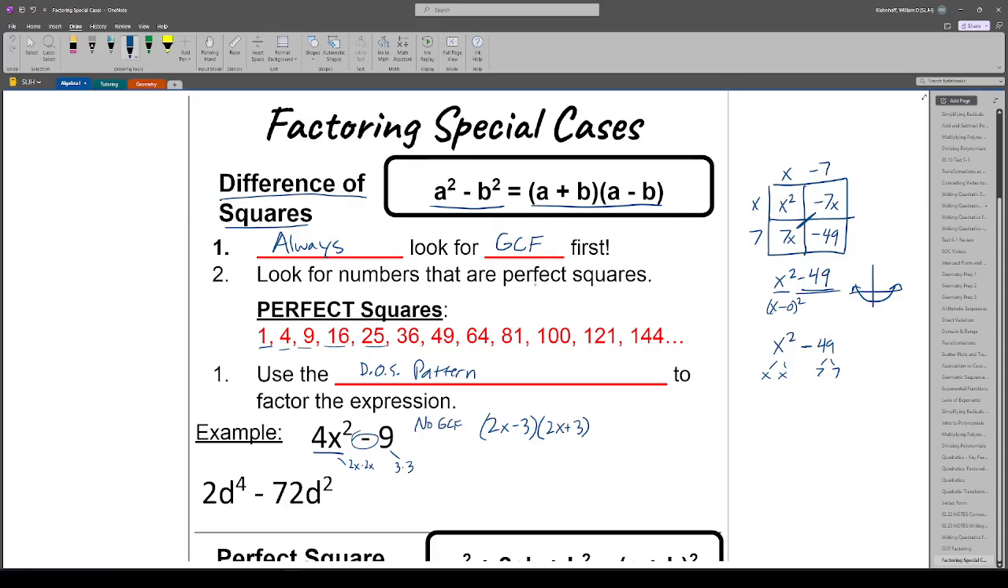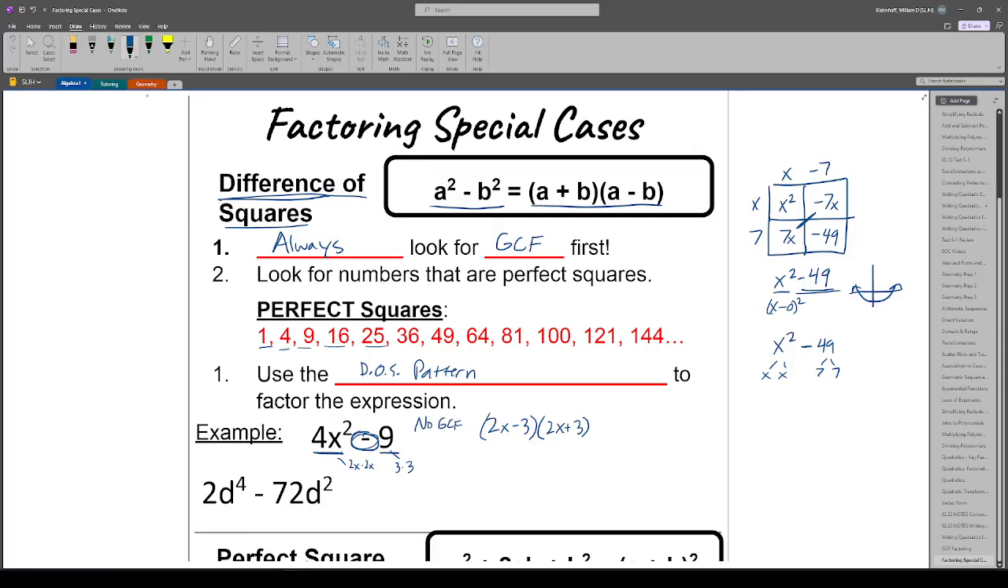So we had 2 important things. We saw that we had a perfect square and a perfect square, and they must have a minus in between. So if I put 4x squared plus 9, even though these are both perfect squares, I cannot factor this as a difference of squares. Difference is a really important keyword. It means subtraction.